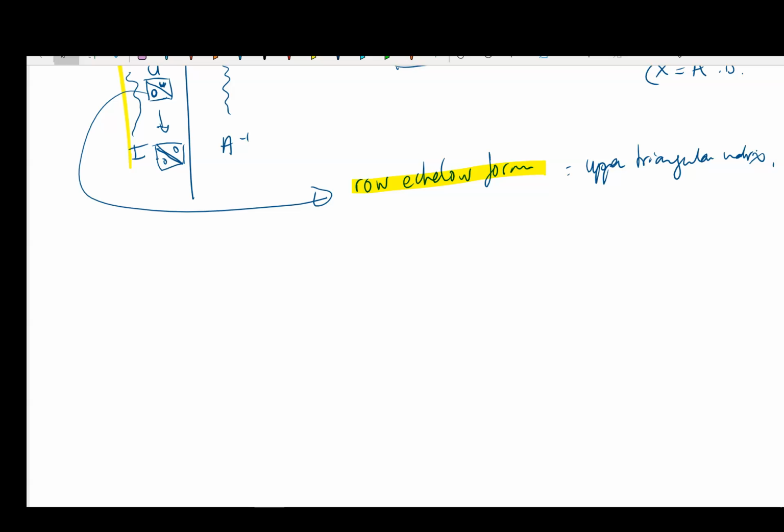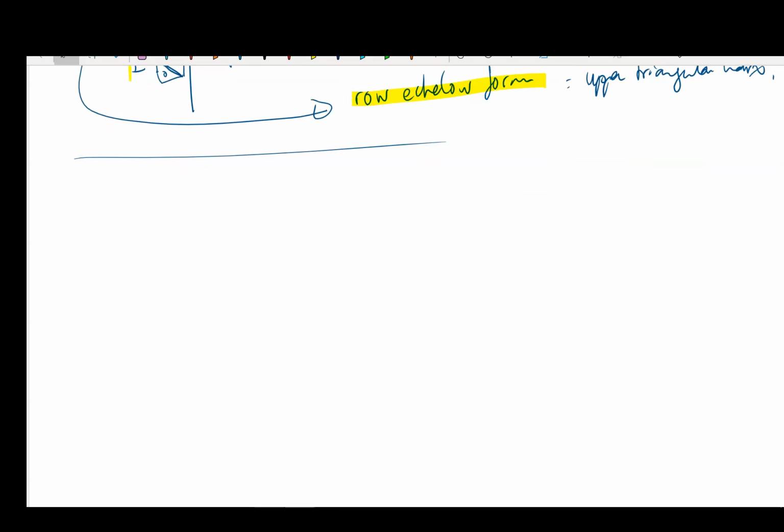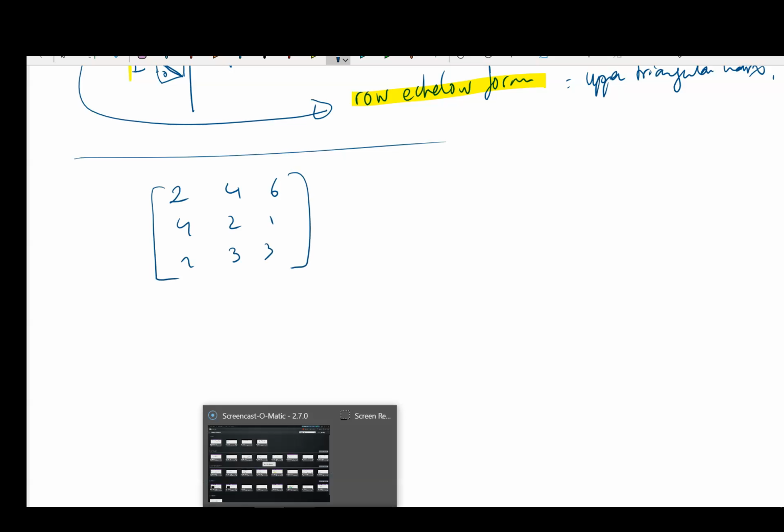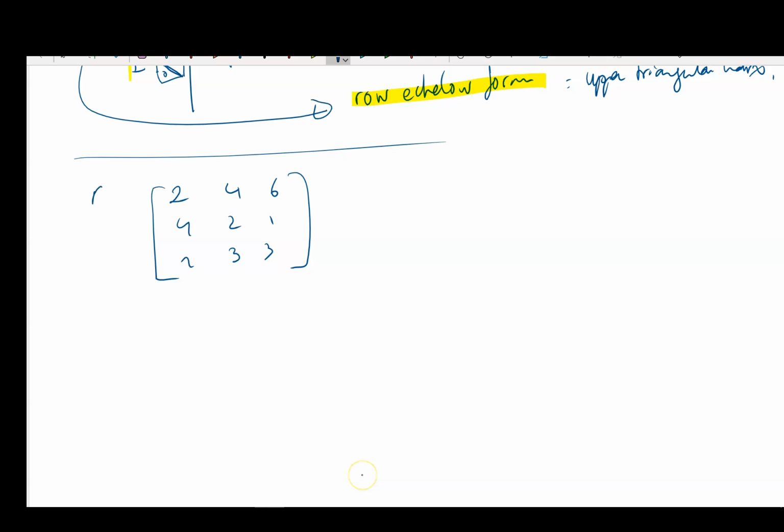Maybe we can work on an example. Let's perform the first step of the Gaussian elimination the way I want you to do it. Let's define a matrix: 2, 4, 6 as the first row, 4, 2, 1 as the second row, and 1, 3, 3 as the third row. So that's row 1, row 2, and row 3.